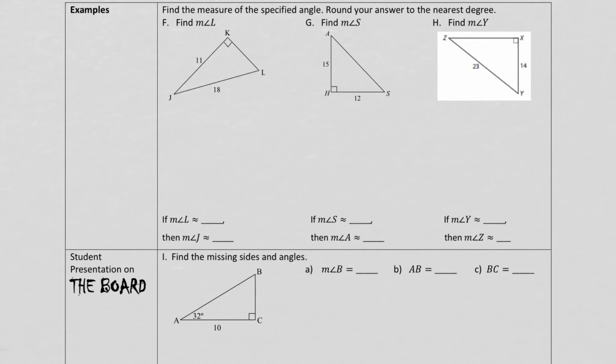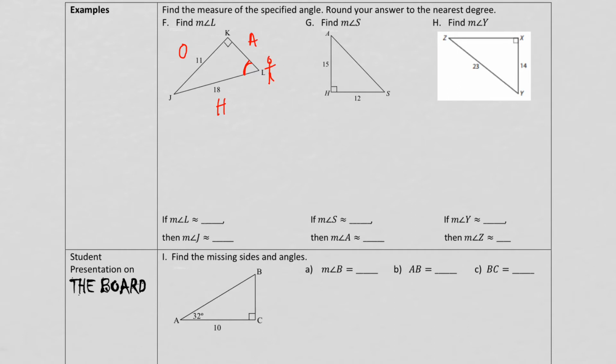So I'm going to choose this as my reference angle. So again, my little stick figure there. I'm going to identify my sides, so my hypotenuse is going to be 18. Then from angle L, the side opposite angle L is going to be 11. This is my opposite side. And then the adjacent side is going to be this one there.